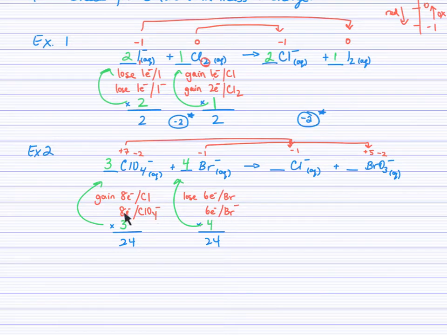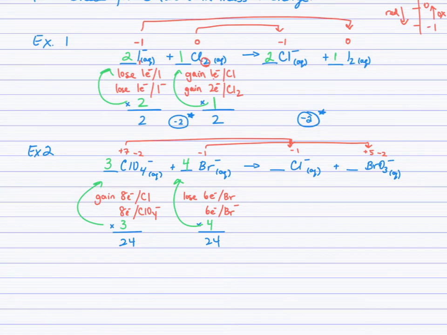So now I look at the 6 and the 8, and I need the total electrons lost and gained to be equal. The lowest common multiple of 8 and 6 is 24, and so 6 times 4 is 24, and 8 times 3 is 24, and I carry those multipliers up to be the coefficients. And from here, I do step 5 where I balance the chlorine.